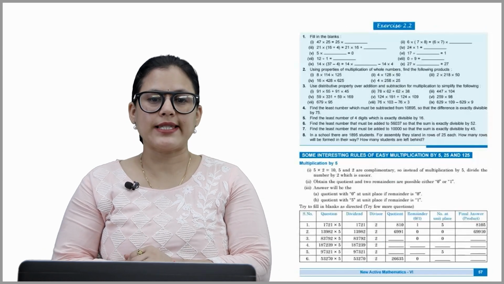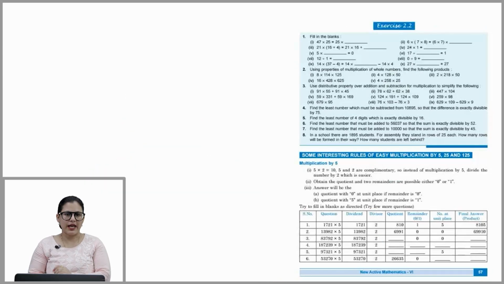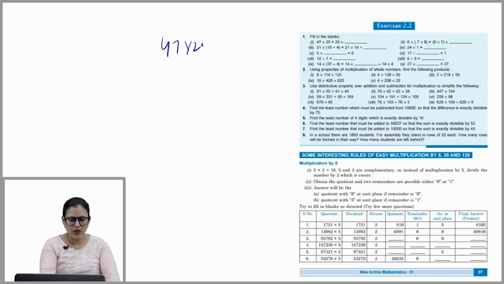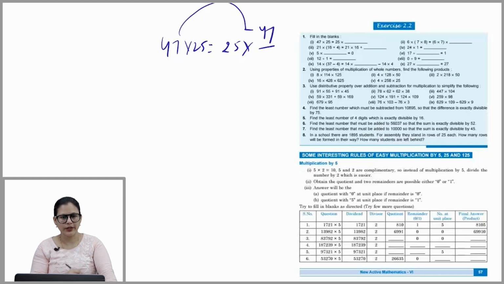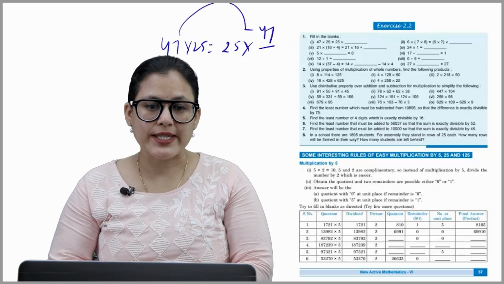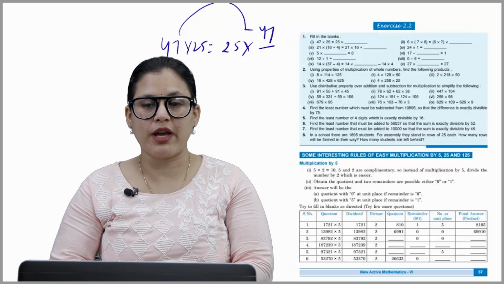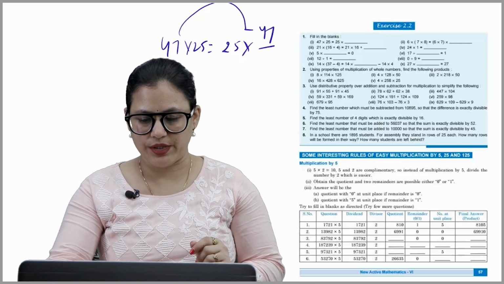Now let's do exercise 2.2. Fill in the blanks. 47 into 25 is equal to 25 into what? Into 47. Okay. Now, some interesting rules of easy multiplication by 5, 25 and 125.